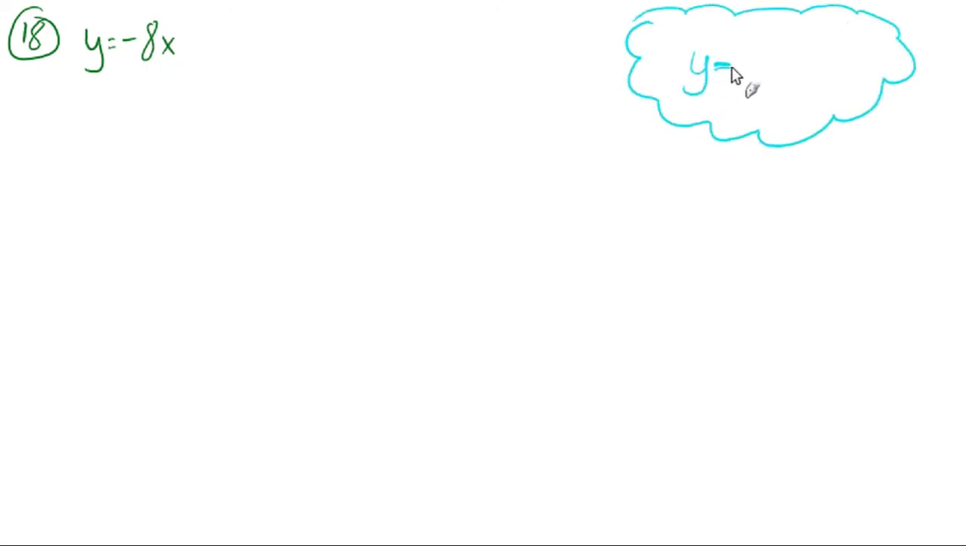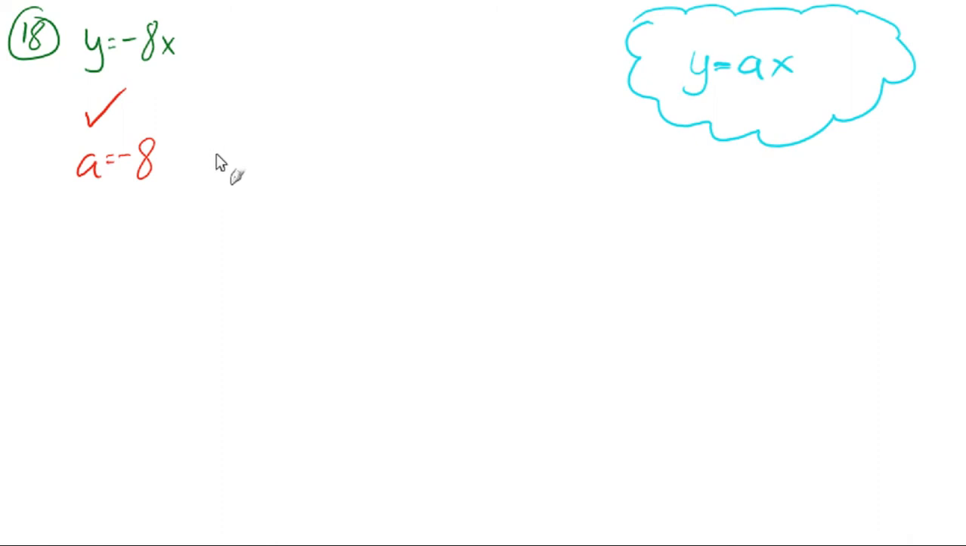Number 18. Okay, so they give us the equation y equals negative 8x, and they say, is this direct variation? And if it is, give the constant of variation. So we're becoming very familiar with the idea that a direct variation equation looks like this. Y equals a times x. Does this look like that? It does. Y equals a times x. That's all there is, nothing more, nothing less. So it is direct variation. Check. What's the constant of variation? That's just a. And a, in this case, is negative 8. So a equals negative 8. That's the constant of variation.